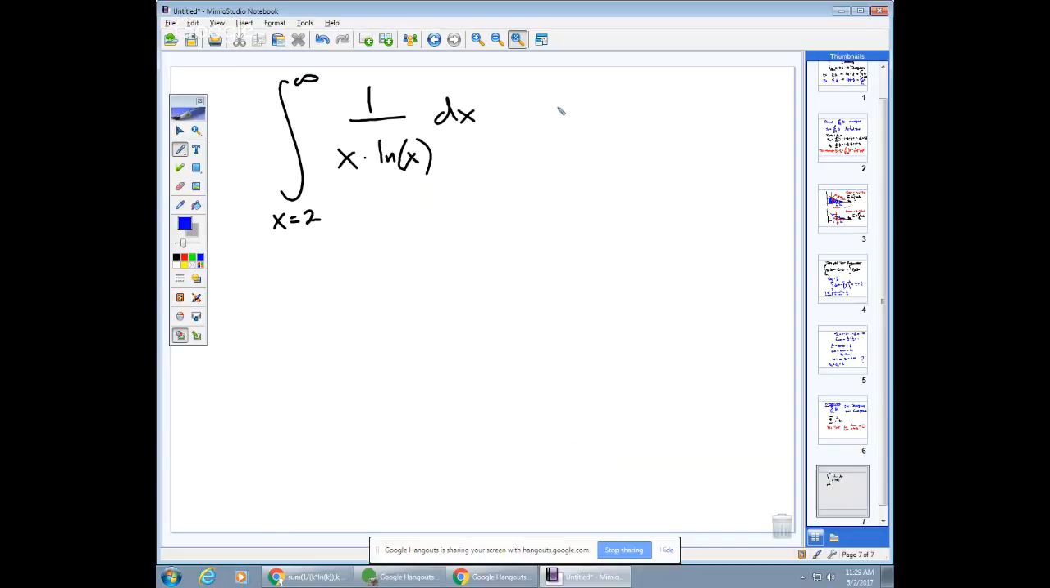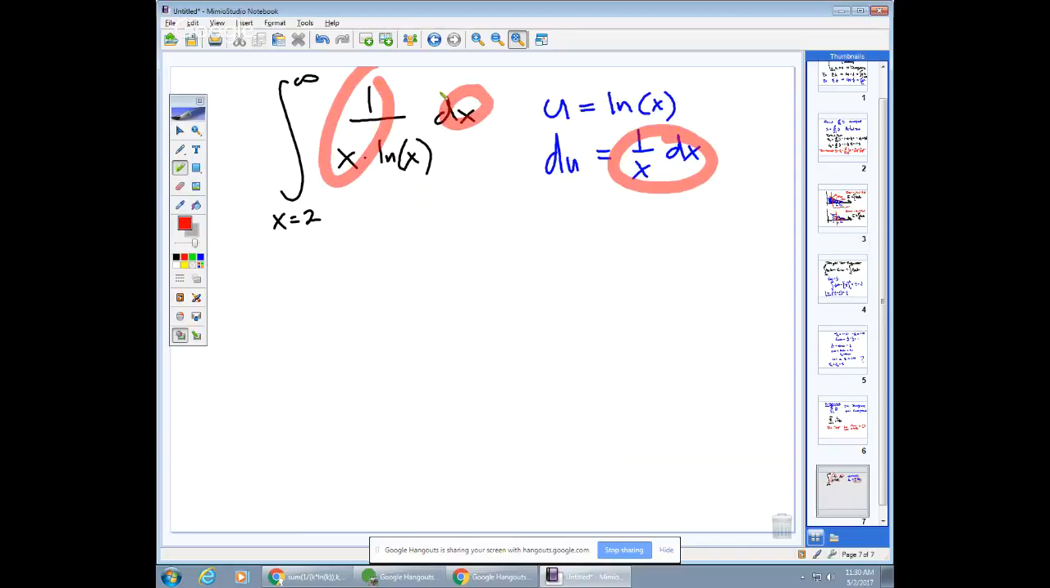U substitution. So let's let u equal, yep, natural log of x. So du would be 1 over x dx. And behold, 1 over x dx is right there. Nice. All right, so what do we got? This now can be rewritten as the integral. I'm going to ignore the boundaries for a minute. And we have the integral of 1 over u du. And the antiderivative for 1 over u is the natural log of u.